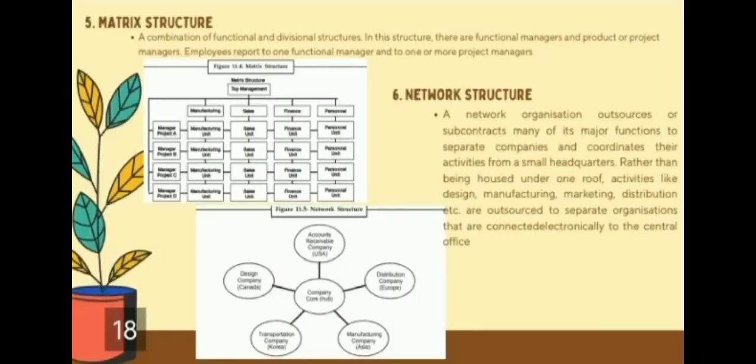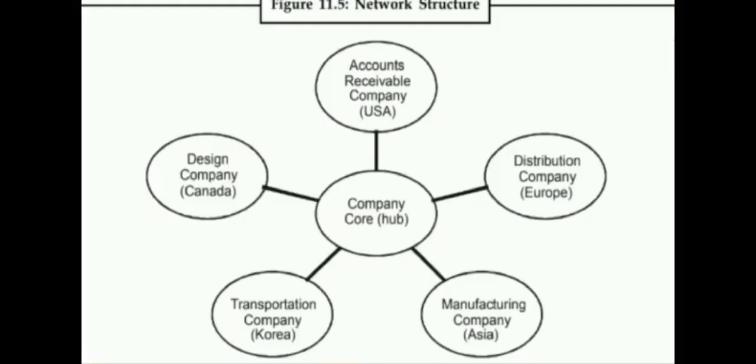Network structure. A network organization outsources or subcontracts many of its major functions to separate companies and coordinates their activities from a small headquarters. Rather than being housed under one roof, activities like design, manufacturing, marketing, distribution, etc. are outsourced to separate organizations that are connected electronically to the central office. These are the chart of network structure.